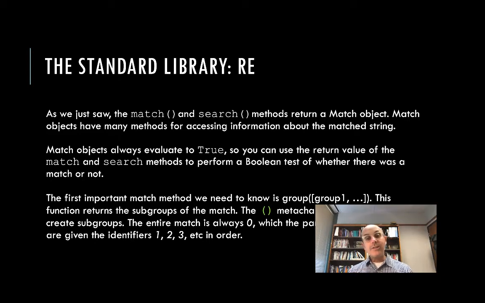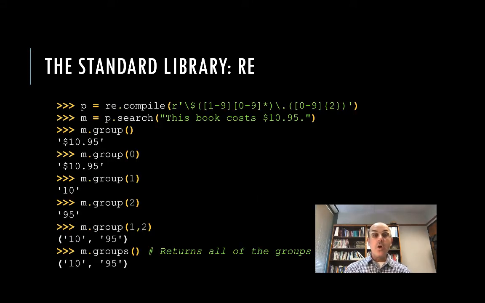The first important match method we need to know is group. That is the function returning the subgroup of the match. If I leave the parentheses empty, it returns the entire match, which is always 0, while subgroups are given the identifiers 1, 2, 3, etc. in order. So again, I compile a pattern with a set of groups.